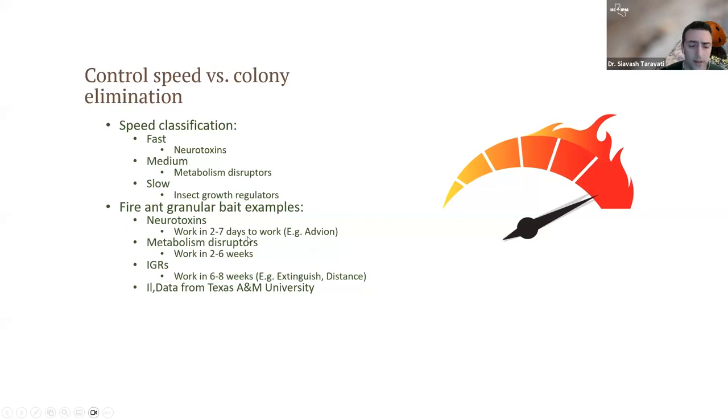Neurotoxins, I'm talking about baits here for fire ants, like Advion, for example, which has indoxacarb. It takes 2 to 7 days to kill, and then energy disruptors 2 to 6 weeks, and IGRs are the slowest here, taking 6 to 8 weeks. So you need to really make sure that using an IGR is practical. It works great in the long run, but in the short term, it's not necessarily a good option.